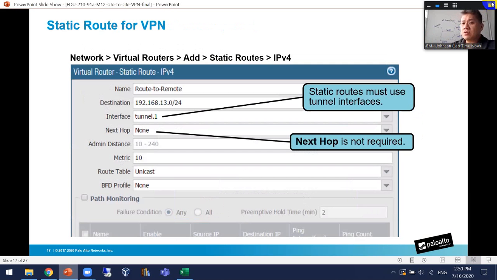This is the static route. So the static route must use the tunnel interface. Your next hop is not required. They just need an entry for this so that the static route is generated properly and then it can be used for tunneling purposes.